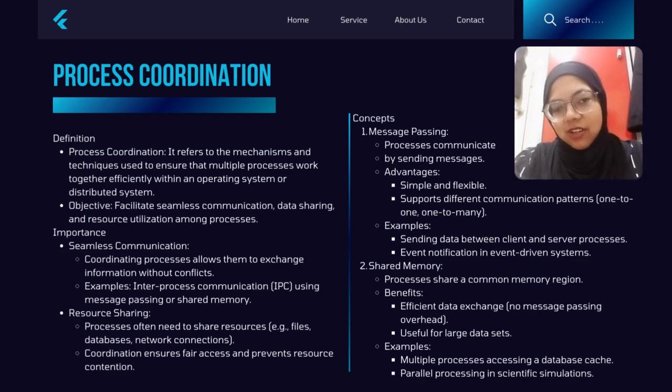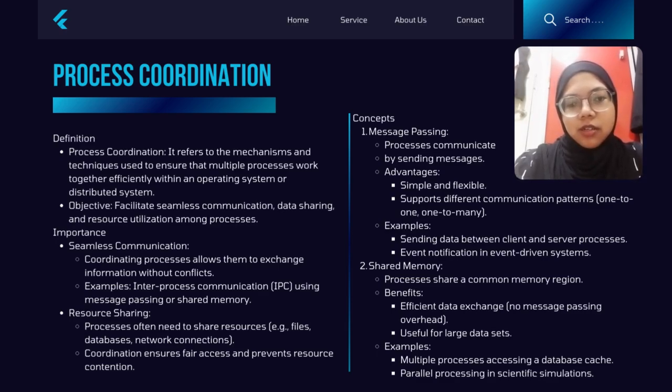Next key concept is shared memory. Processes share a common memory region. Its benefit is that it is ideal for large data sets, and it also allows efficient data exchange without message passing overhead. As an example, we can take parallel processing in scientific simulation.